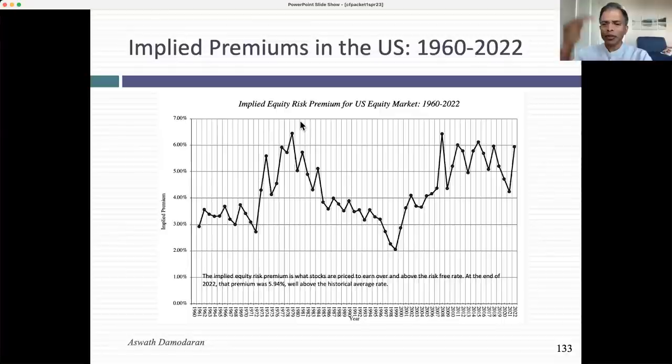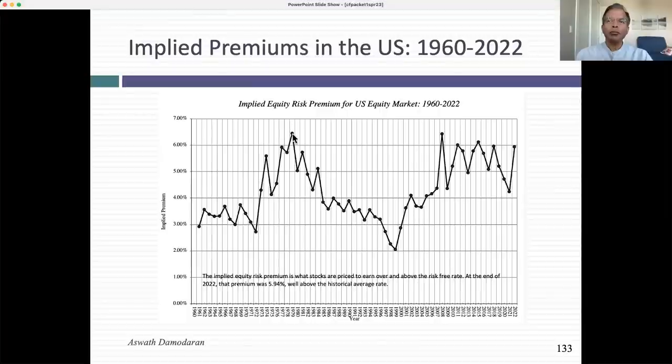Remind me again what happens when implied premiums go up. What happens to stock prices? They're dropping. 1970s, horrifically bad decade for stocks. In 1978, the implied premium peaks at about 6.5%. You know what the Dow was trading at in 1978? About 800. There were three numbers in the Dow. Scary thought, right? I mean, the Dow is what now, at 26,000. There were three numbers in the Dow. Stocks were a terrible place to be.